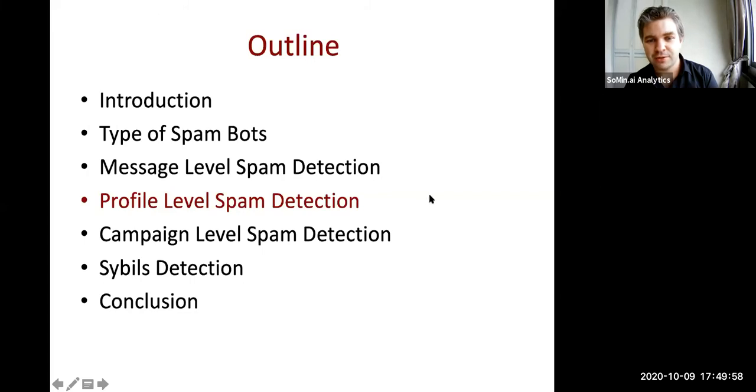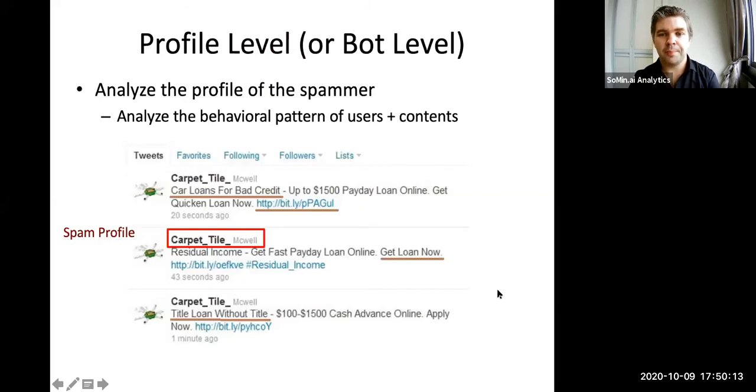So now let's talk about profile level spam detection, right? How can profile level spam detection be applied, and how can it be used to improve the performance of spam detection filters? The whole idea is to do it on the level of a social media profile or the level of a bot. And overall, this is not just applicable to spam detection, but pretty much any machine learning that gets applied on social media.